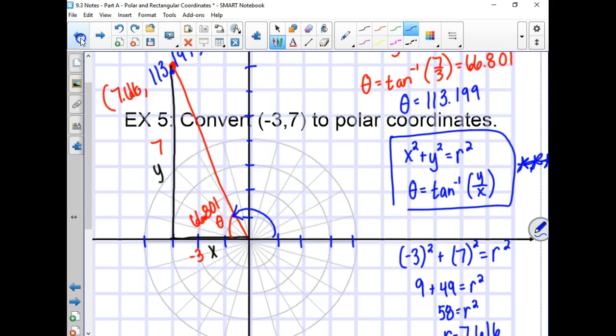Now, the good thing is, for the first formulas that I gave you to go from polar to rectangular, those formulas do work for the whole unit circle. You don't have to change those for any of the quadrants. Okay? All right, questions?